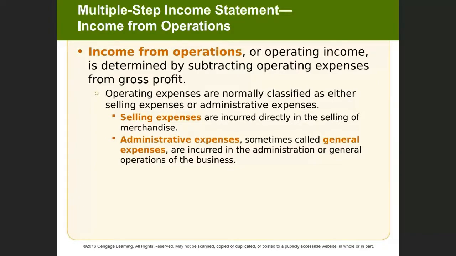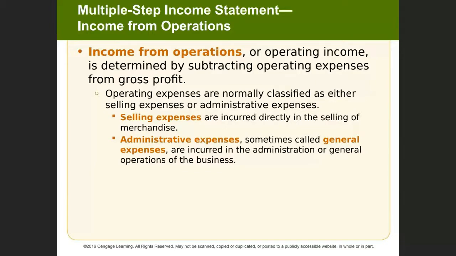Selling expenses are incurred directly in the selling of merchandise. Administrative expenses, which are sometimes called general expenses, are incurred in the administration or general operations of the business. So, can you think of any administrative expenses? General operations of the business. So like electric bills and stuff like that?